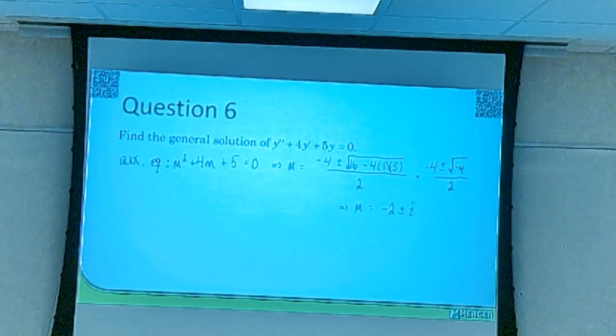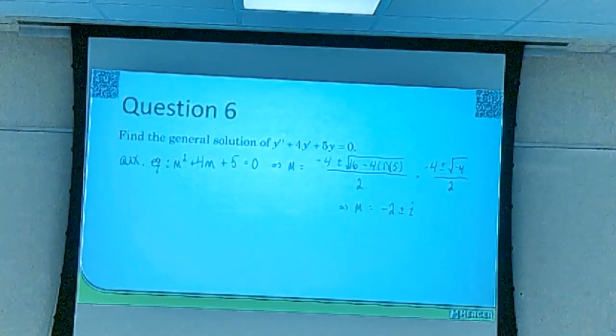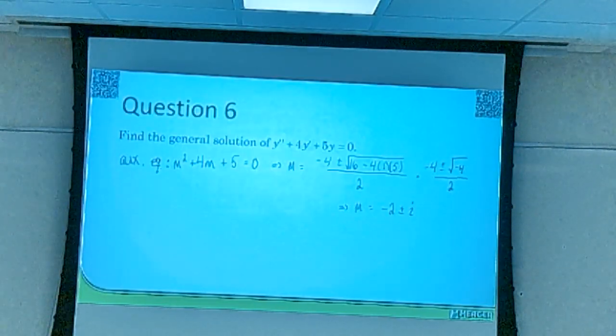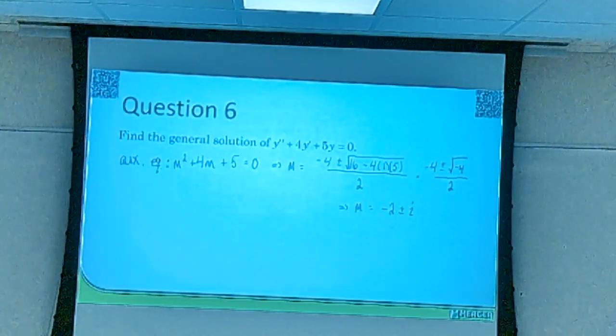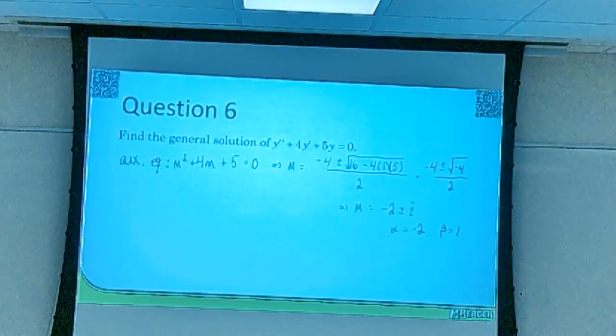Remember, when you have a complex solution, it always occurs in a pair. Because if you have one complex solution, let's say z is a complex solution, its conjugate is also a solution. For purposes of the general solution, you look at the real component, call that alpha, and the imaginary component, call that beta. Alpha is -2, beta is 1.